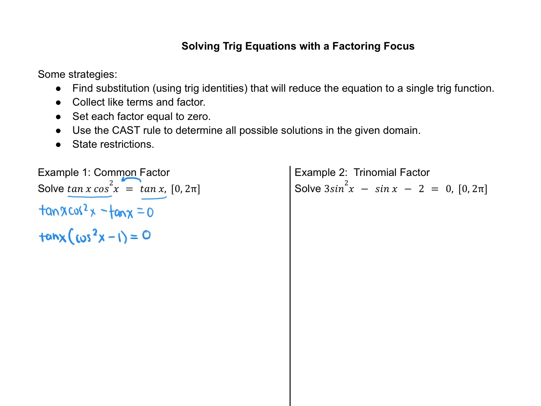And now I'm going to set each of my factors, so each of my brackets, equal to 0, and solve the individual equations. So that means I have tan x equals 0, and I have cos squared x minus 1 equals 0.